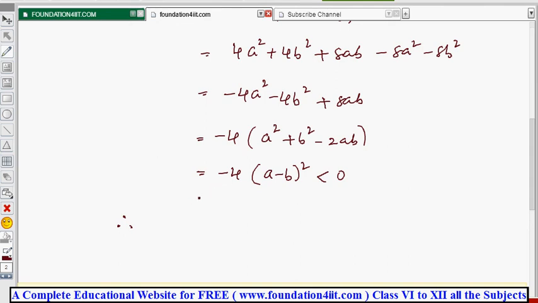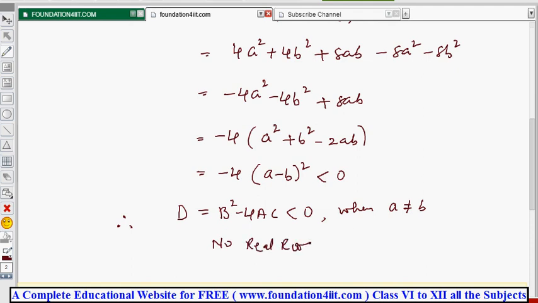Now according to this, we can conclude that the discriminant, that is B² − 4AC, is less than 0 when a is not equal to b. A is not equal to b is the given condition already. If a is equal to b, then everything will be 0. Therefore it has no real roots. We can conclude that there are no real roots for this. So we only had to prove that the discriminant is less than 0.